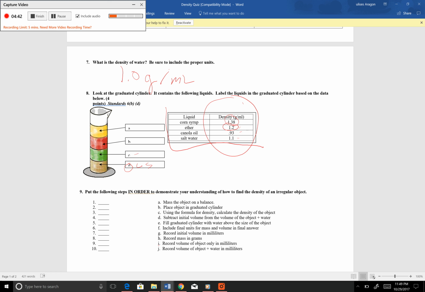So that one's going to be here, ET. I'm going to abbreviate that way. Next is going to be salt water, SW. And then finally, it's going to be canola oil. So canola oil is going to be the least dense, CO. So it will actually float, right?